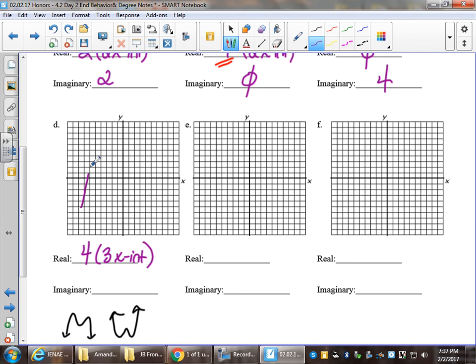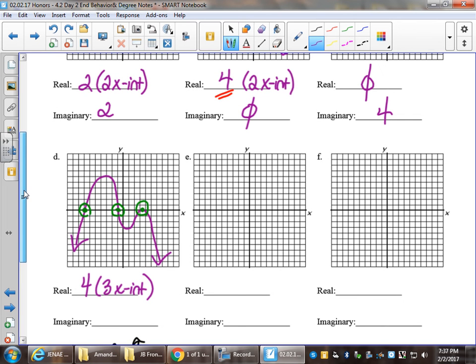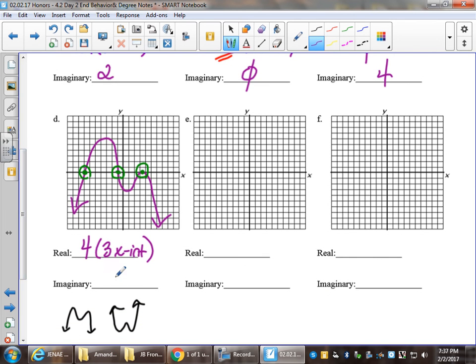So I've got 1, 2, 3. Oops, that doesn't work. 1, 2, 3, and I'm done. 1, 2, 3. So no imaginaries here.